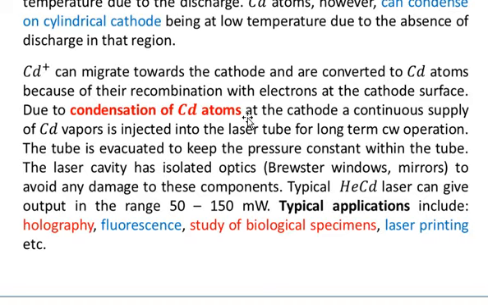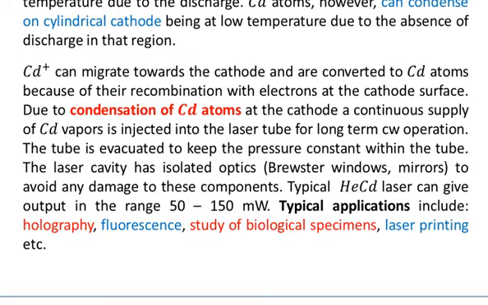So due to the condensation of the cadmium atoms at the cathode, a continuous supply of the cadmium vapors is injected into the laser tube for long-term CW operation. The tube is evacuated to keep the pressure constant within the tube. The laser cavity has isolated optics, for example, Brewster windows, mirrors, etc., to avoid any damage to these components. A typical helium-cadmium laser can give output in the range of 50 to 150 milliwatts. Typical applications include holography, fluorescence, study of biological specimens, and laser printing, etc.